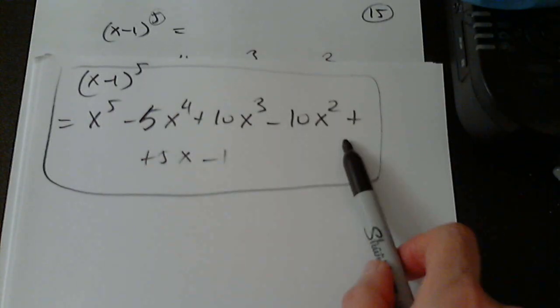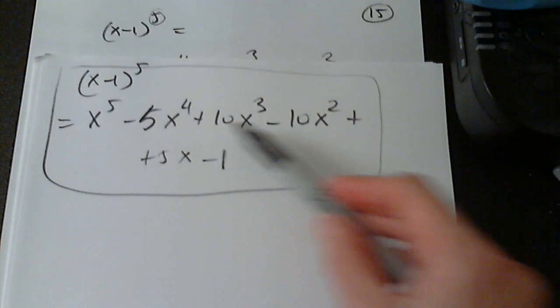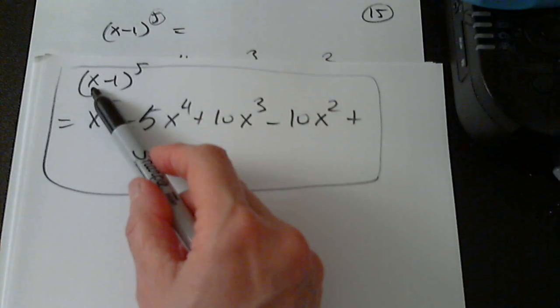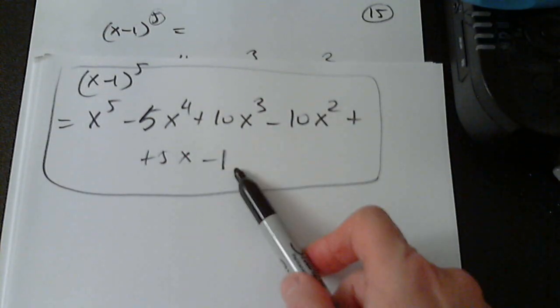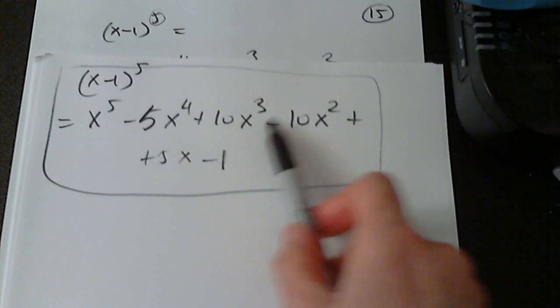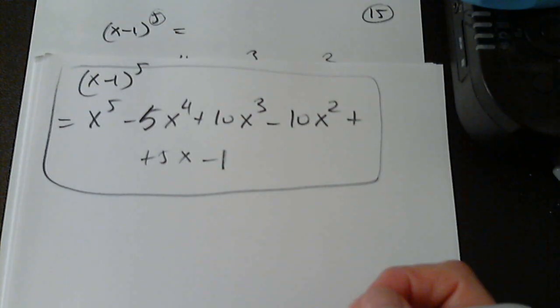So the coefficients were determined with Pascal's triangle: 1, 5, 10, 10, 5, 1. The power of x starts from 5 to 4 to 3 to 2 to 1 to nothing. The power of 1 goes from nothing to 1 to 2 to 3 to 4 to 5, but there is nothing I can show because it's just 1.